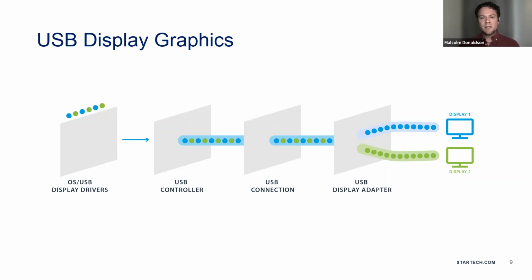From our basic diagram here, you can see in a simple way, the way these kinds of graphics work is basically the operating system and USB display drivers work together to send the data over the USB controller, the USB connection, and then out to the USB display adapter, which then itself drives the external displays.